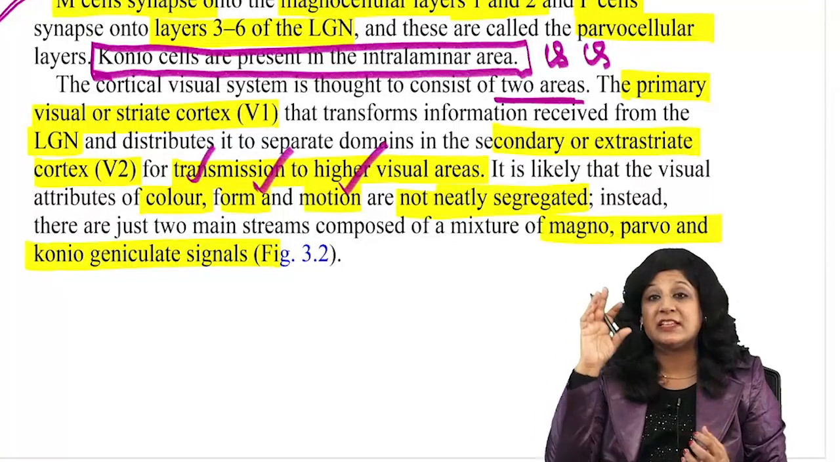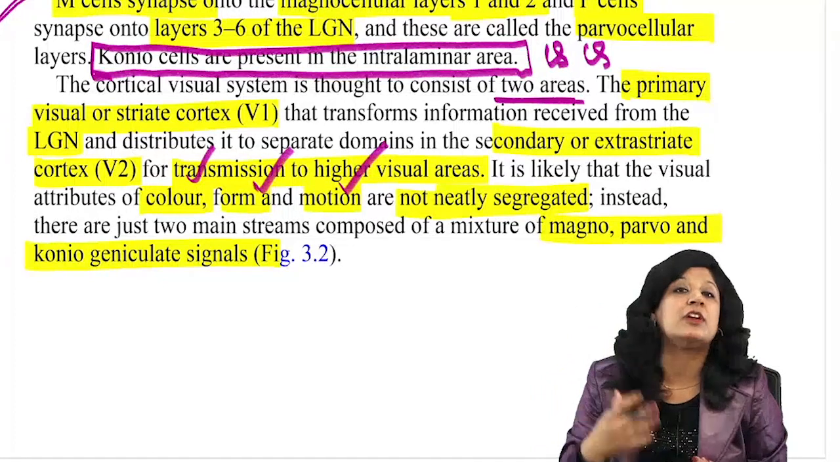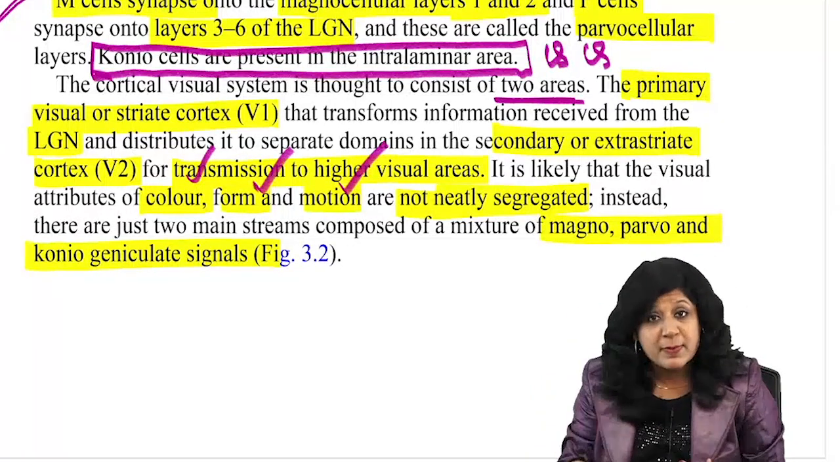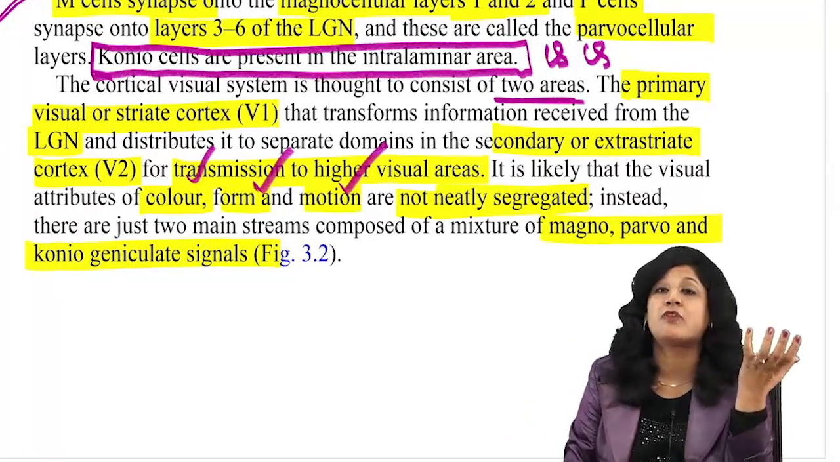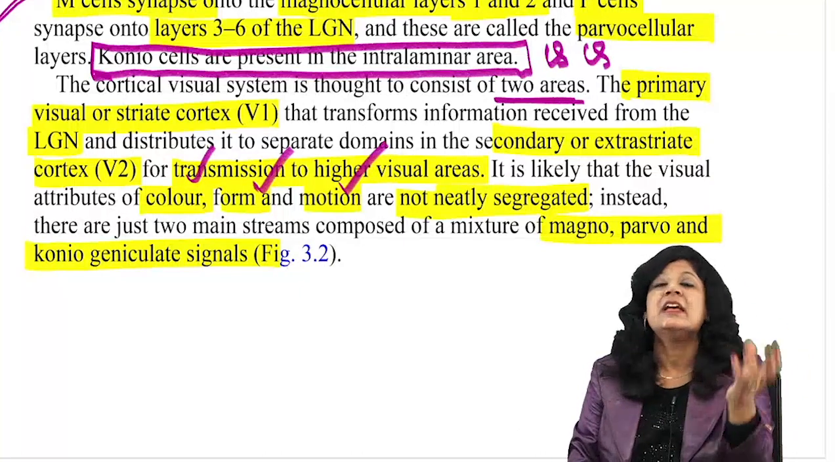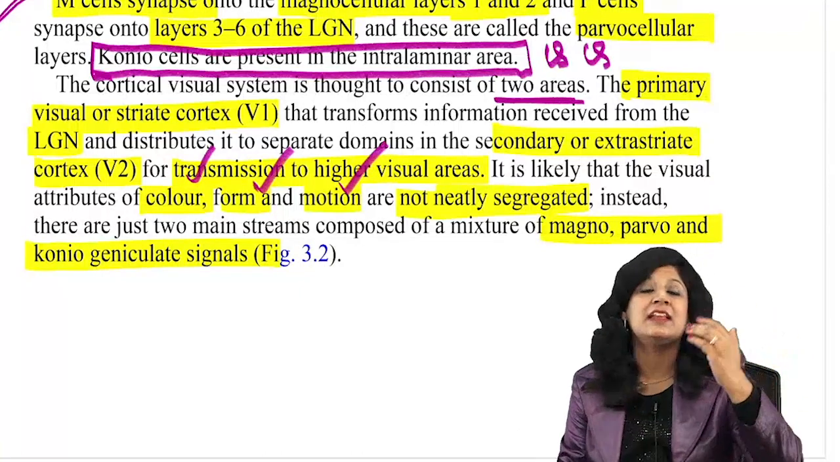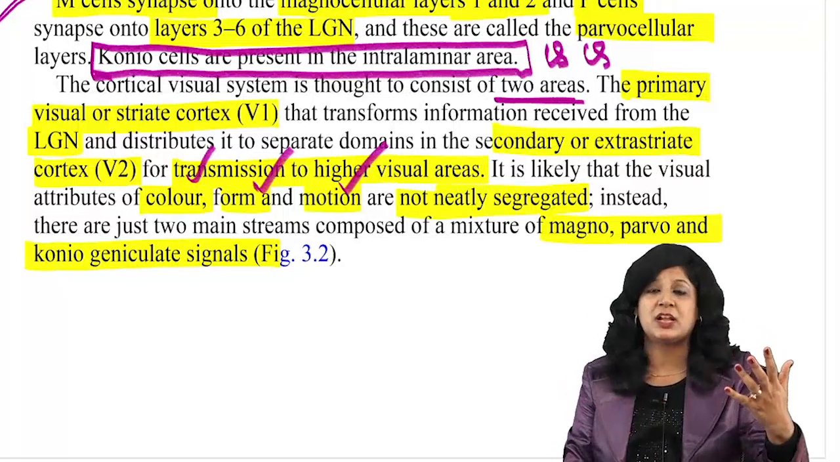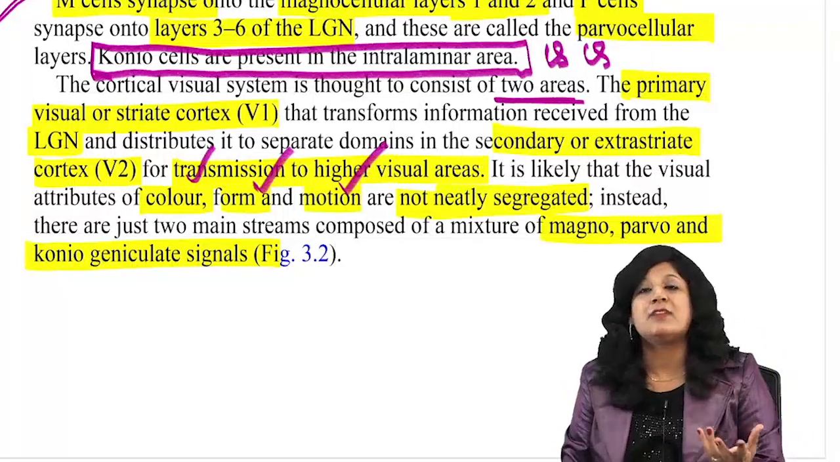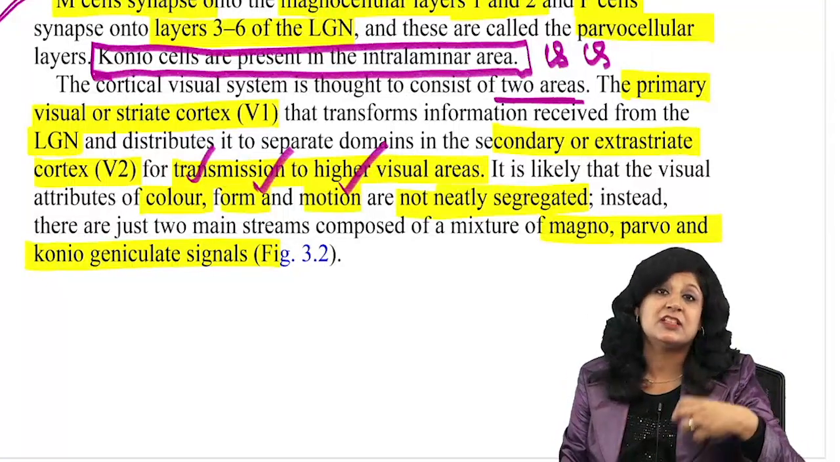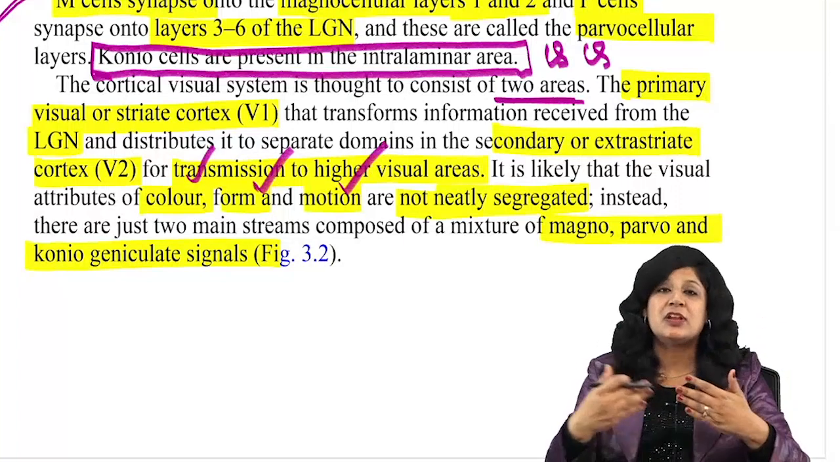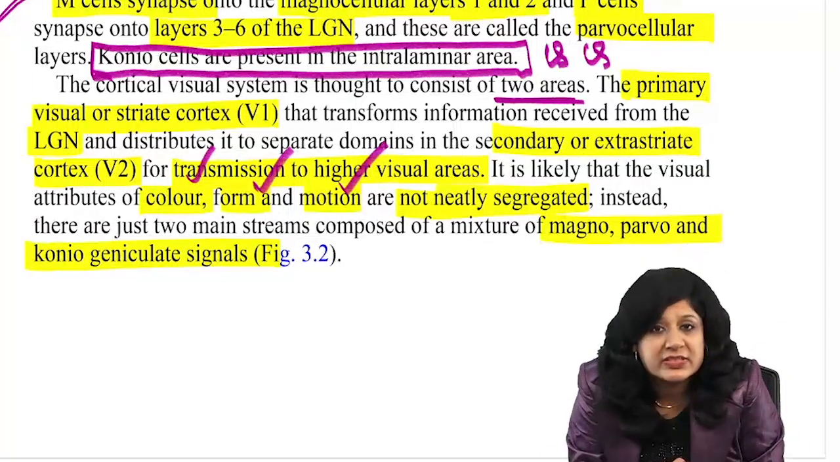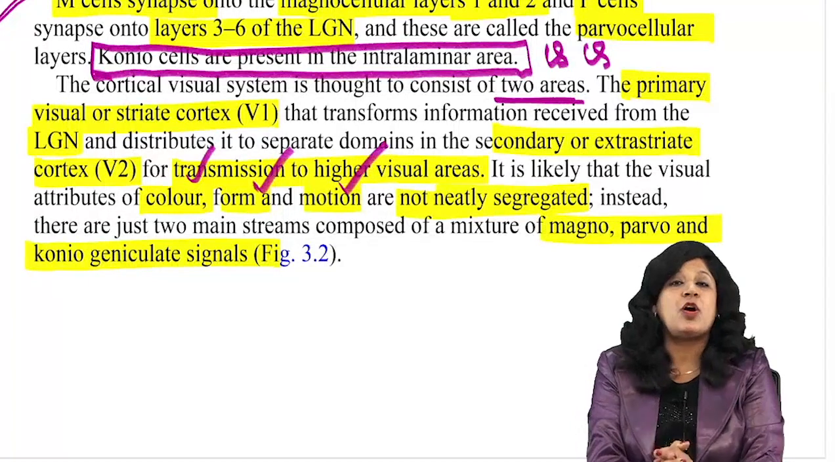So magno means large, mainly in layers 1 and 2; you have M cells, which are low spatial, high movement. Then we have the parvocellular P cells, which are small cells lying in layers 3 to 6, high spatial, and they are mainly concerned with color sensitivity and small details. In the intralaminar area we have the conio cells. So that's all for this part.